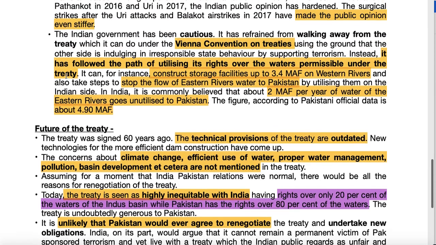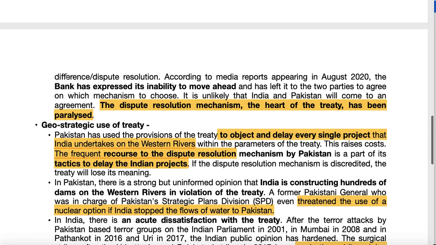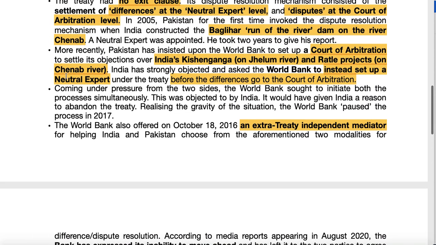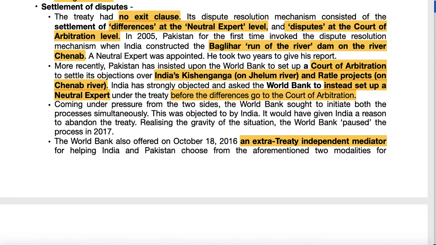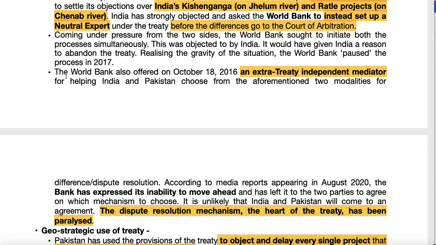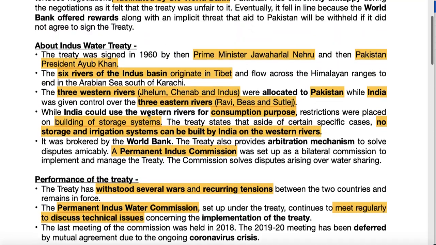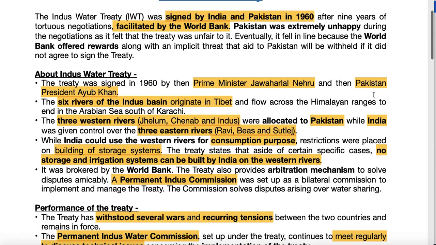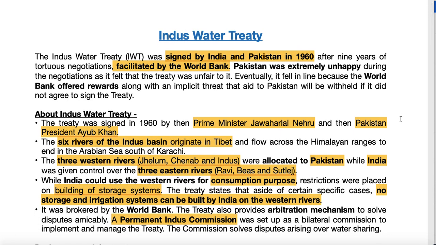So it has been 60 years. The times have changed. The parties to the treaty, that is India and Pakistan, and the dynamics of their relationship have changed. There have been new concerns such as climate change and technological changes. So it is time to either renegotiate the treaty or give more benefits to India, because it has been an unfair treaty along the way. So this is how the treaty has performed till now. In the future, as we can see, it is not up for renegotiation.